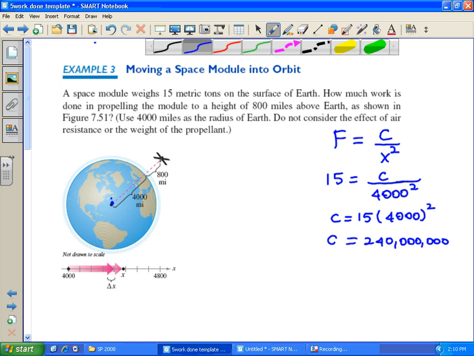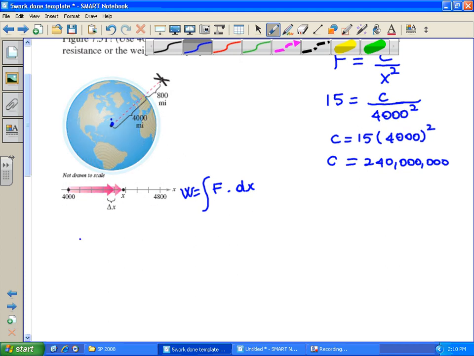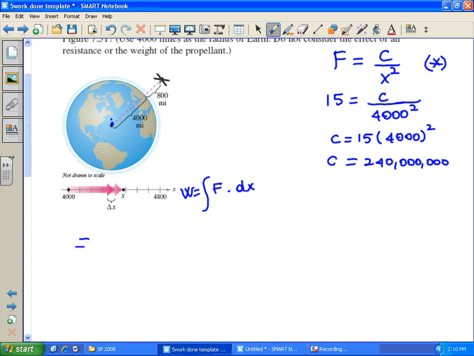And to find the total work done, we're going to go to the first formula that we had seen. The total work done will be force times distance. And force is the force given right here. Force is the constant over x squared. And now we know what the constant is, except I'm going to put C for now because I don't want to write that long number over and over. At the moment, just assume that C is 240 million. So we're going to integrate C over x squared dx.